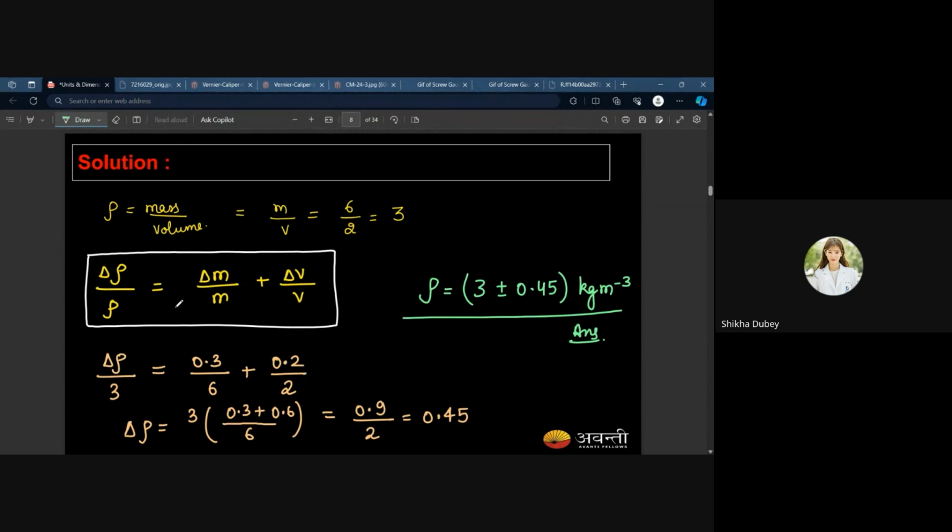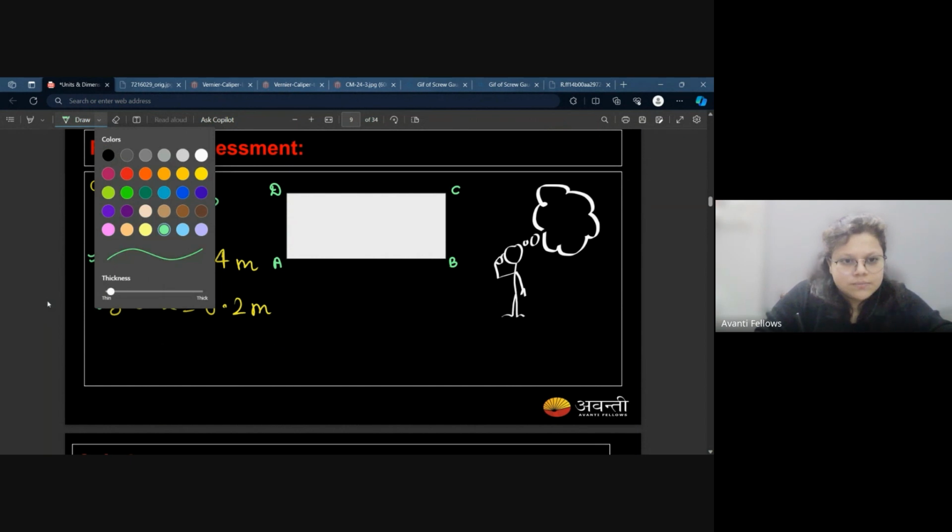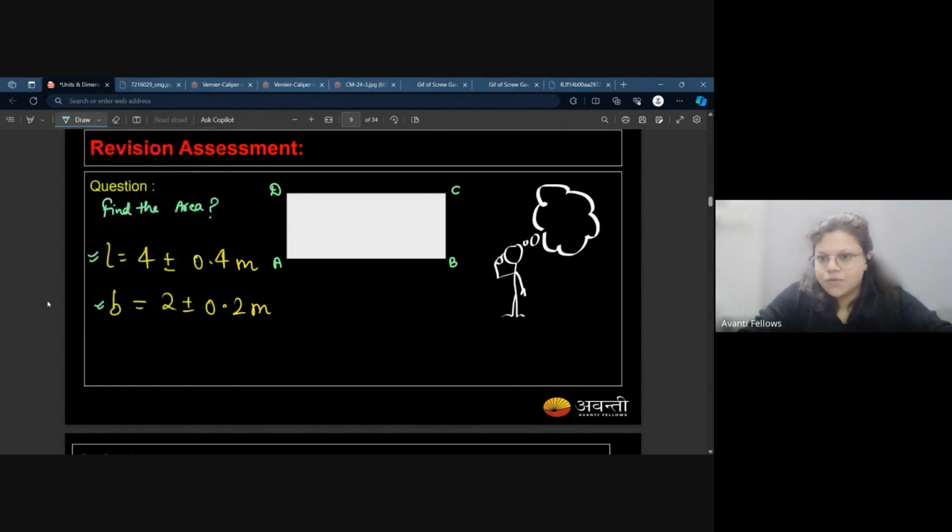Okay, that's cool. Let's solve another question. Here you have a rectangular block, let's say A, B, C, and D. You have the details of length and breadth. I want you to calculate the area. Find the area. Your time starts from 18:07 to 18:08. Chalo, 18:08. Come on, do it fast. You have just 1 minute.